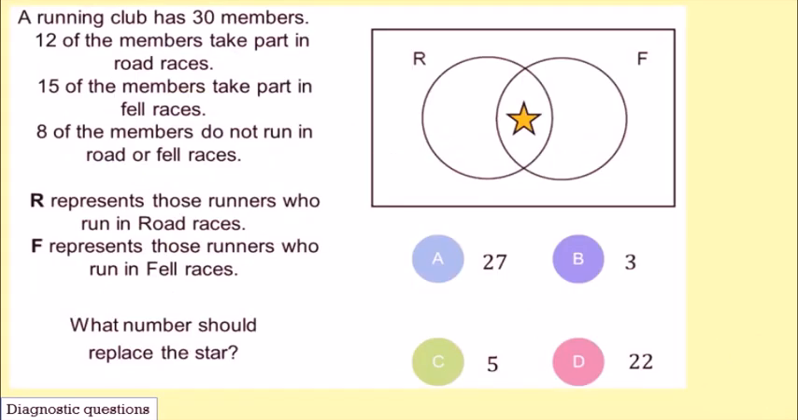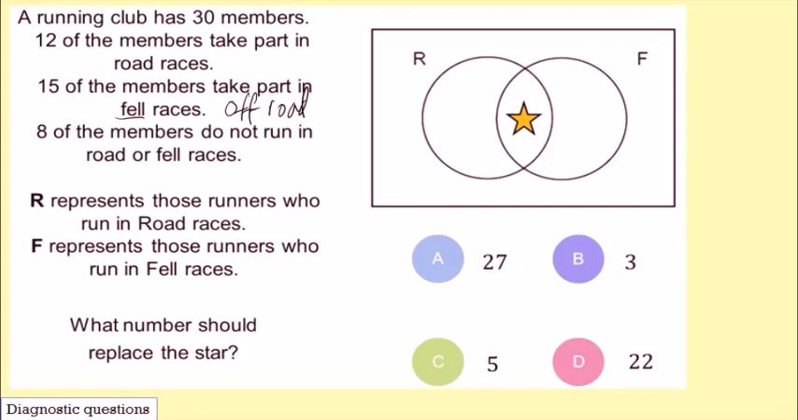So a running club has 30 members. 12 of the members take part in road races. 15 of the members take part in fell races. Okay, so fell races, that word there, I think that just means off-road. And then 8 of the members do not run in road or fell races.